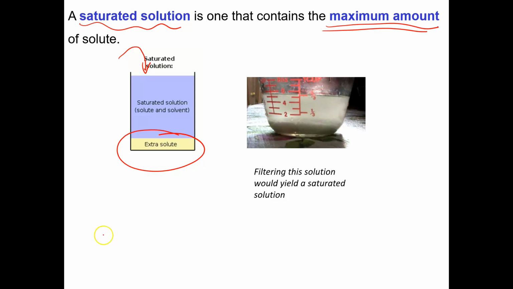If you don't have a saturated solution and your extra solute dissolves, then we describe the solution as being unsaturated. How we make a saturated solution normally is we'll just keep adding solute until we get a nice fat layer of the solute at the bottom, and then we filter off the liquid that's above, and that'll give us a saturated solution.